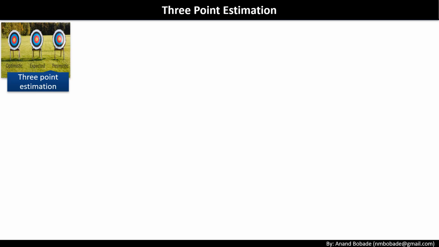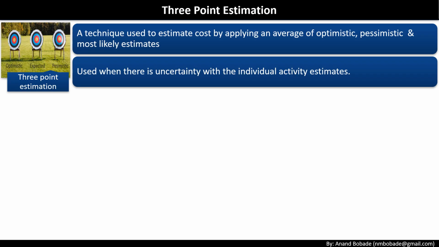So what exactly is it? At its core, three-point estimation is a technique that helps us estimate costs or durations by using three different estimates and then averaging them out. It's especially useful when we're facing a lot of uncertainty. Instead of just picking one number and hoping for the best, we consider three scenarios.